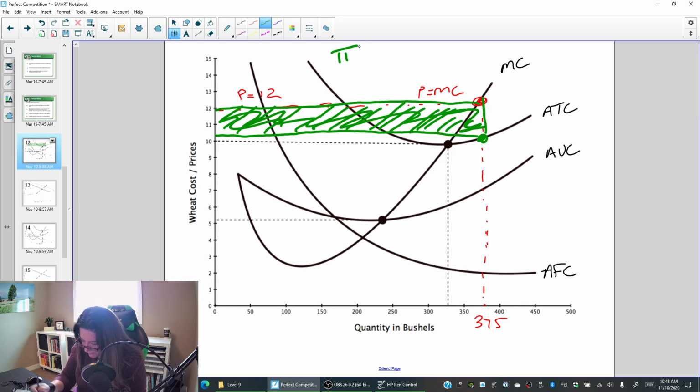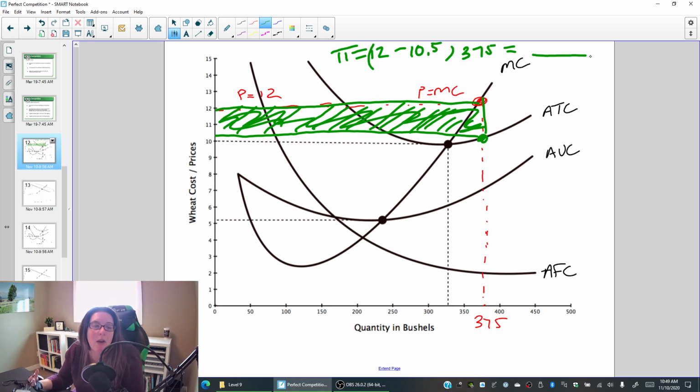Remember, this is an approximation for economic profit. Economic profit includes both your implicit and explicit costs. Okay. And the profit we calculate here would be our $12 that we're selling it for minus, what does that say, $10.50-ish, which is the average total cost for our 375 units times our 375 units. So we can calculate our profit here. But we see that our farm is making profit.